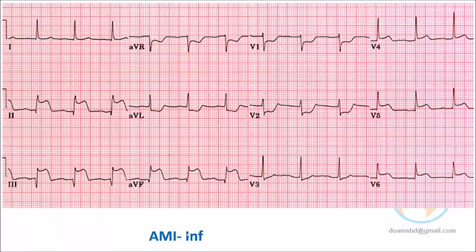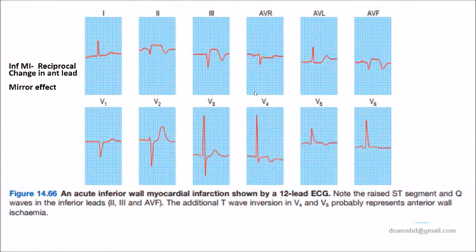I will highlight more also. So this is inferior MI now. Already you have seen. Now look at here, a little semi-diagrammatic ECG. Where is the MI here? Inferior MI, 2, 3, AVF, ST elevation. So you can find the mirror effect, the reciprocal change, in the anterior lead. You see, though not too grossly visible, in the anterior leads V1, V2, V3, the ST depression is there.